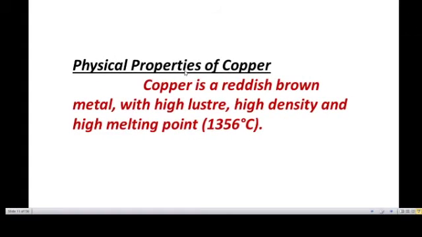Then, physical properties of copper. What are the physical properties? Copper is a reddish brown metal with high luster, high density and high melting point. The melting point of copper is 1356 degrees Celsius. So it is used in the electric cable industries.